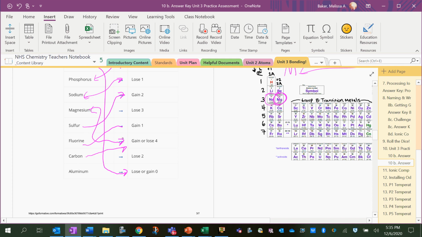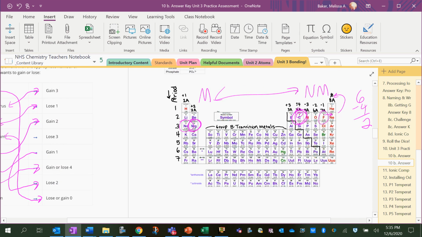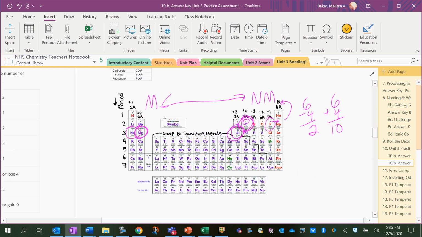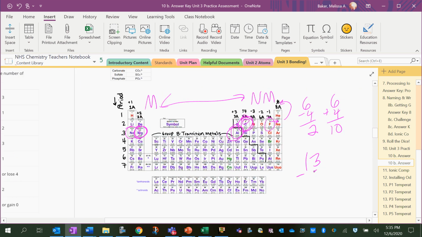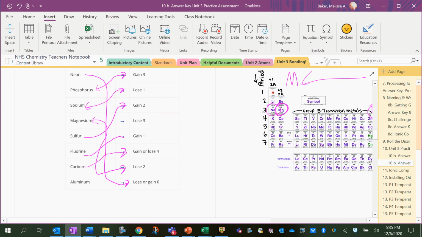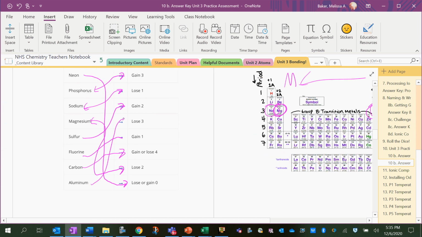Did I do this one to the wrong one? Magnesium would like to lose 2. I think my arrows got off somewhere along the line. Here we go. And then aluminum, last but not least, aluminum's number 13. If it loses 3, it will be like number 10, neon. So aluminum would like to lose 3.